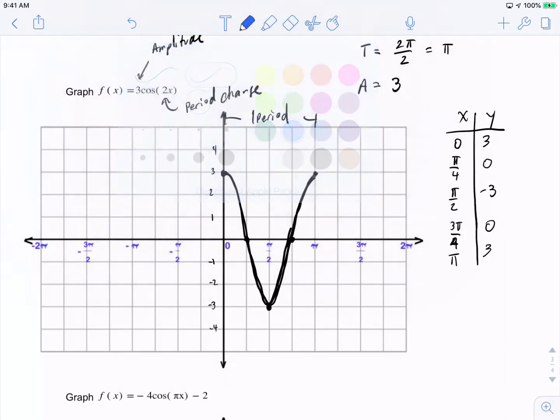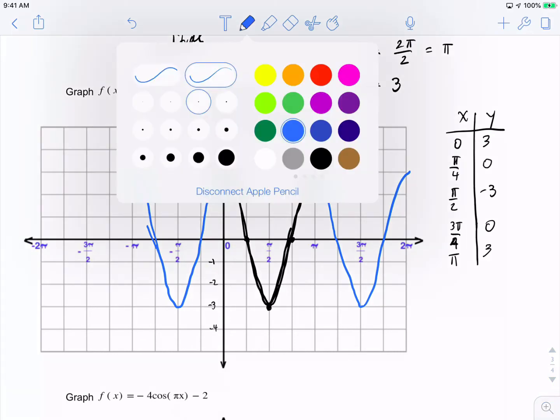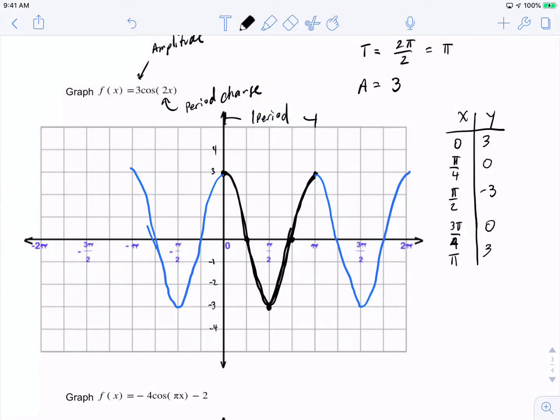Now, if I continue the graph, we could follow the pattern, and we see it looks like this. Oops. That's terrible. I want to make sure I do this right for you guys. And then it keeps going. But you can see how the wave has gotten more compressed and is being amplified. That's the critical mass to this one.